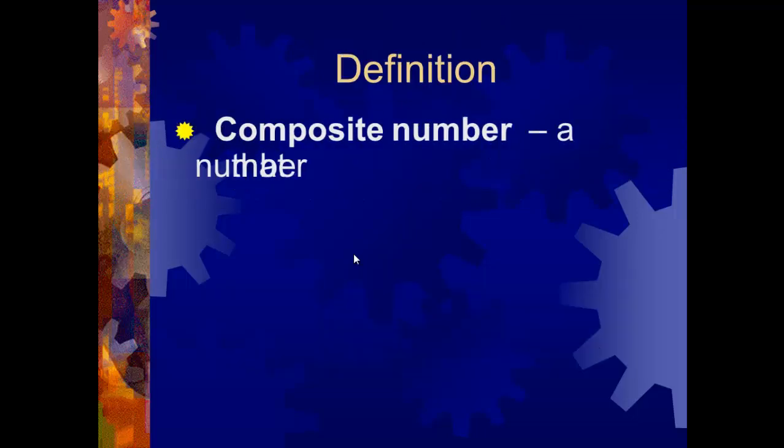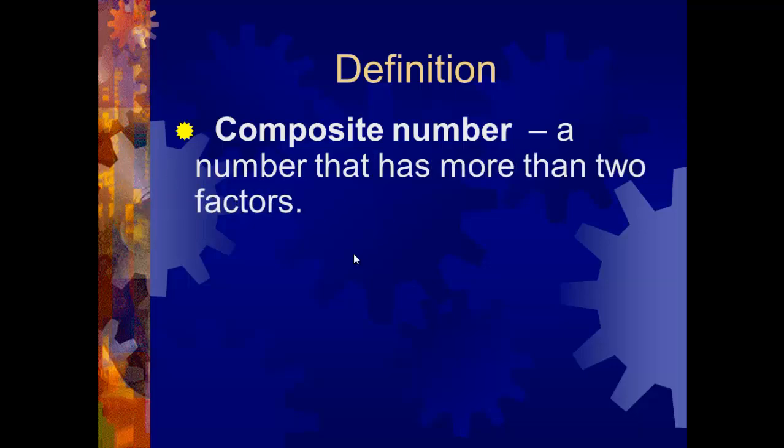Okay. Composite number. A composite number is a number that has more than 2 factors, like 24. What numbers multiplied by each other give you 24? You will say 1 multiplied by 24, 4 by 6, 3 by 8, 2 by 12. More than 2 factors here. Okay?